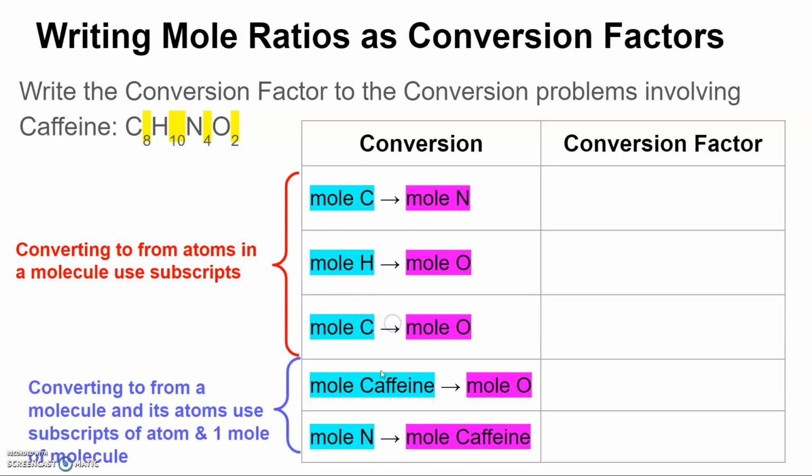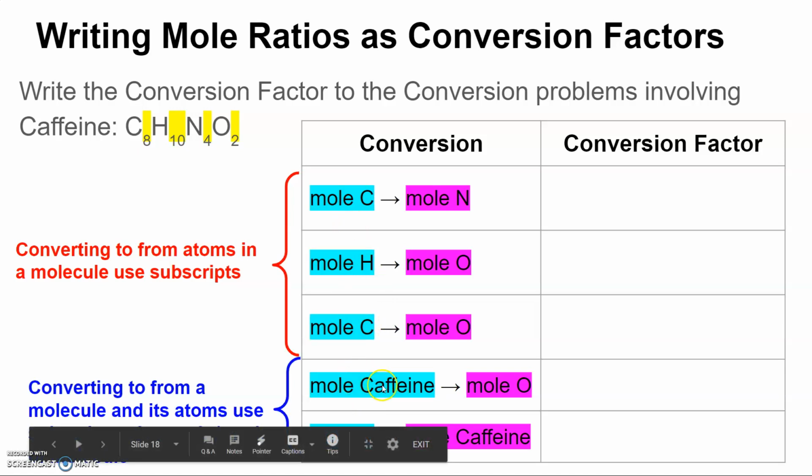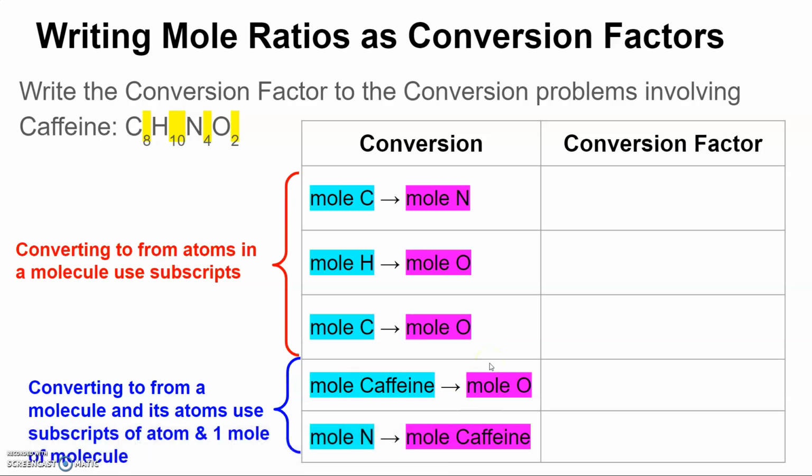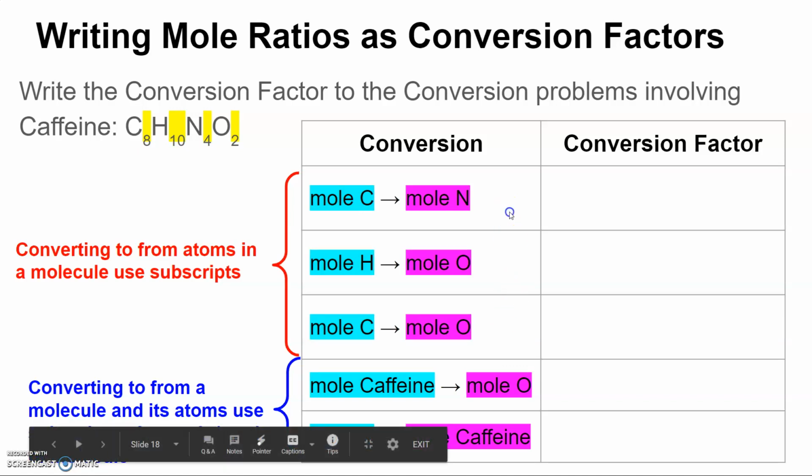But in the last two examples, they involve the entire molecule. You notice you have moles of caffeine in both of those problems. So in those problems, the molecule itself will be set equal to 1 mole, and then for the atom, you use the subscript. So let's take a look at what that will look like.